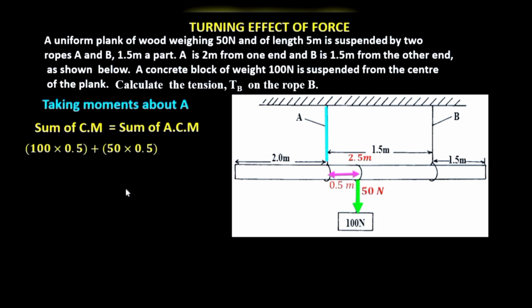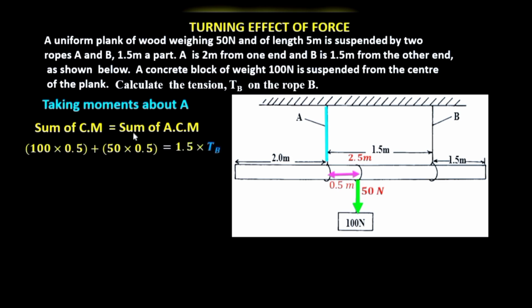And then the next one, we have moment as a result of 50 newtons. We'll have 50 times the perpendicular distance again, which remains to be 0.5 meters. Remember, 50 and 100 newtons are acting at the same point. So we will have 50 times 0.5, and that gives us the moment as a result of 50 newtons.